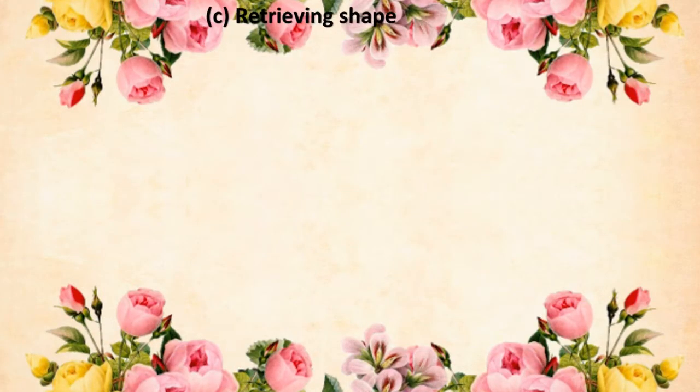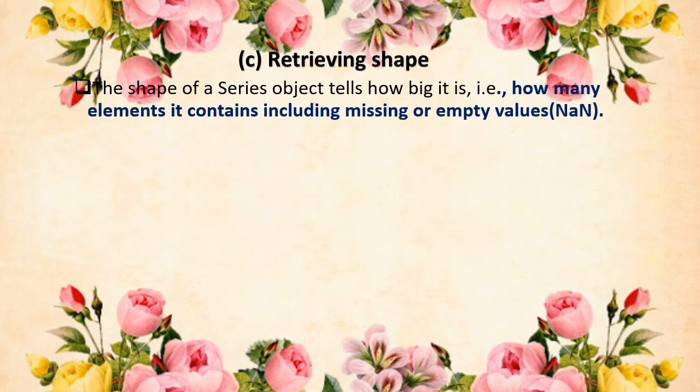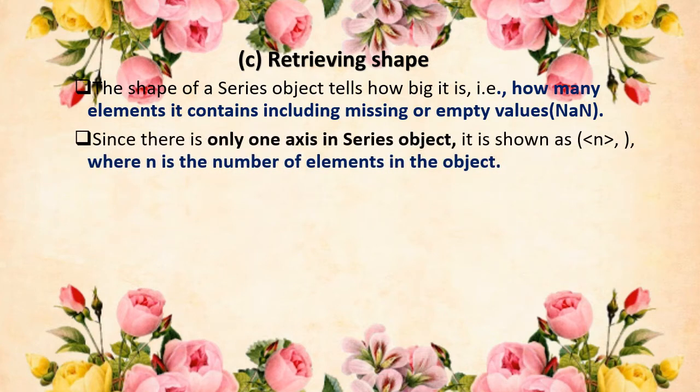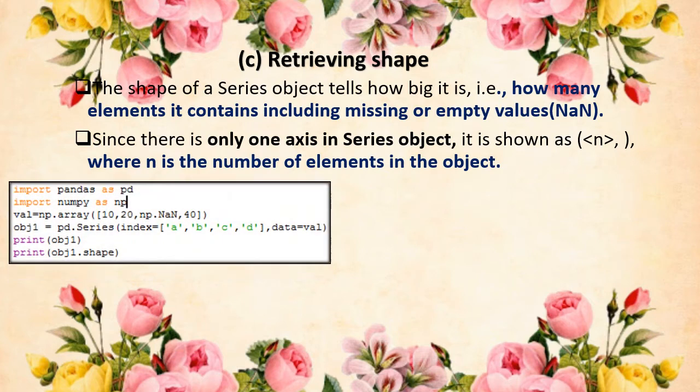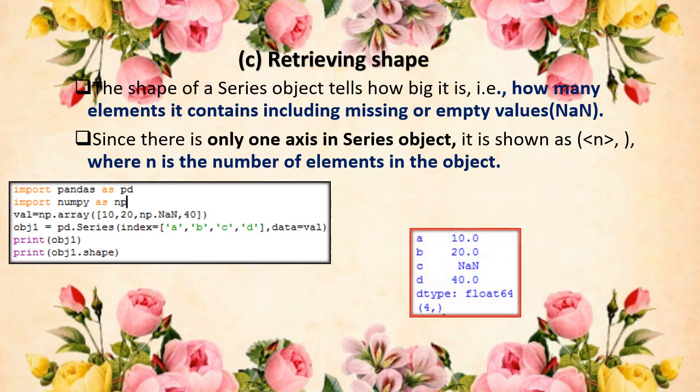Next, shape. Shape means how big it is, that is how many elements are in the particular array. It includes the missing and not a number values also as elements. See here the array is 10 20 not a number 40. The object is displayed first, and the shape shows totally 4 elements, 10 20 not a number 40. That is the shape of the corresponding series object.